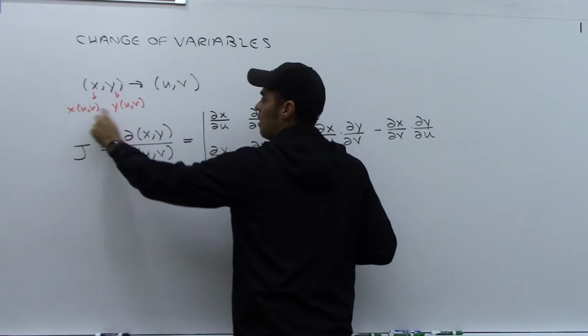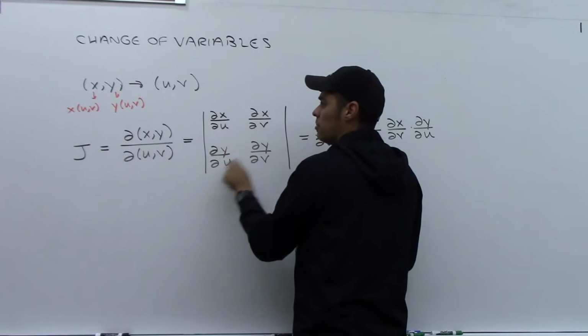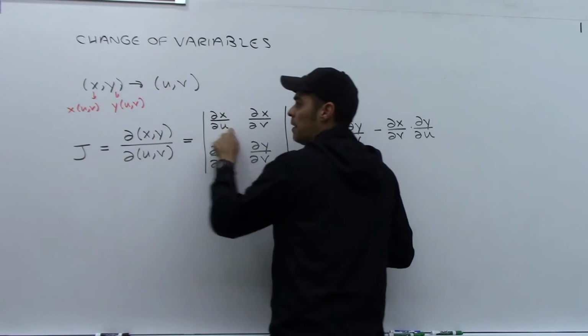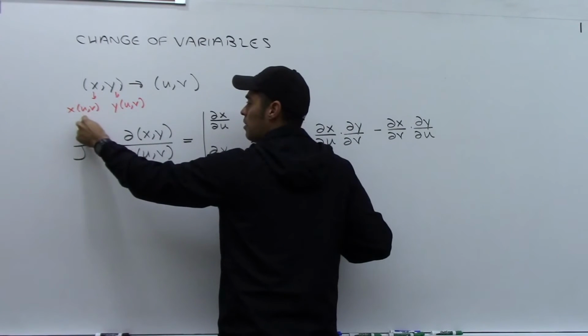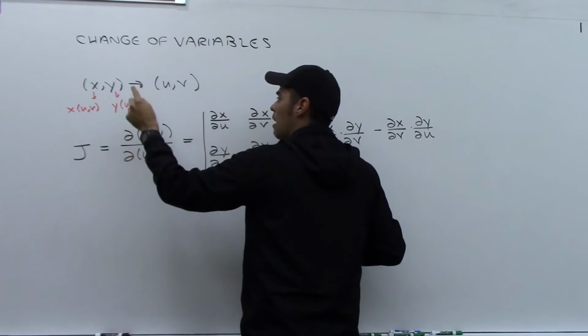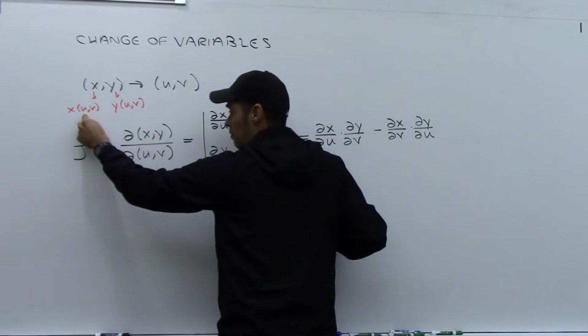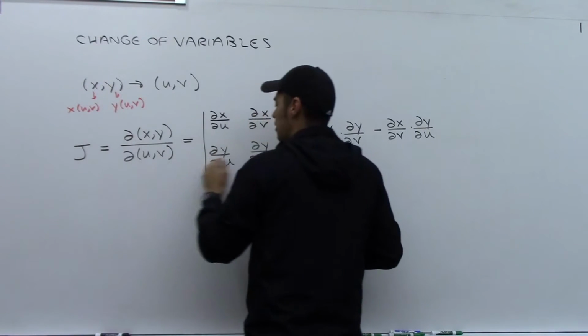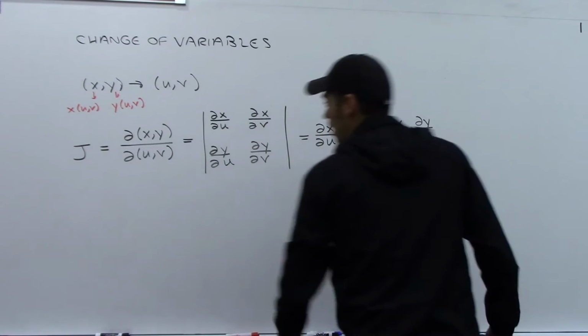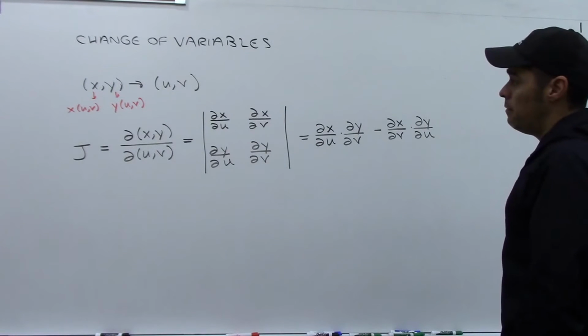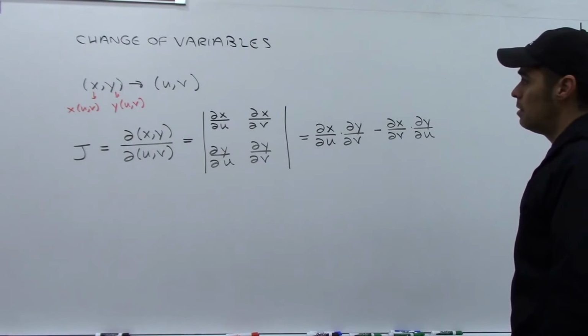These equations that we have here, that's what these partials are. So the partial of x with respect to u will be the partial of this equation with respect to u. Then the partial of x with respect to v is this equation's derivative with respect to v, and so on and so forth. So that's your Jacobian for a two-variable change, all right?